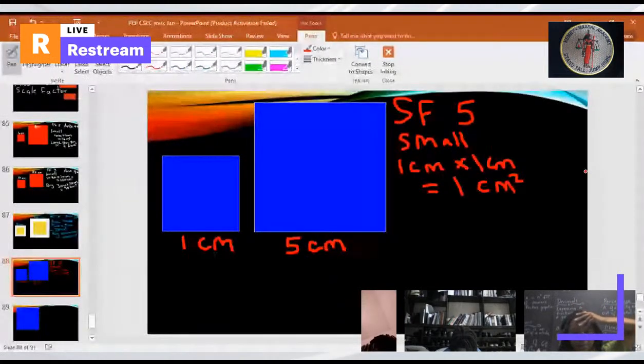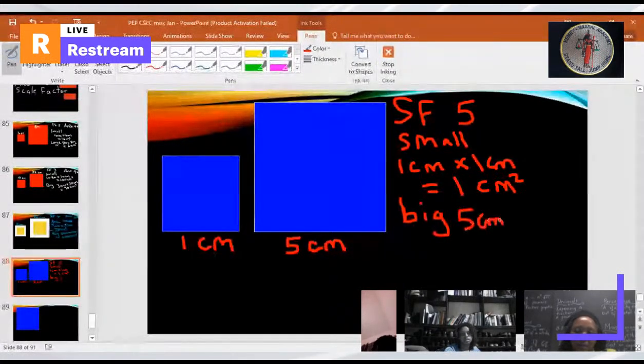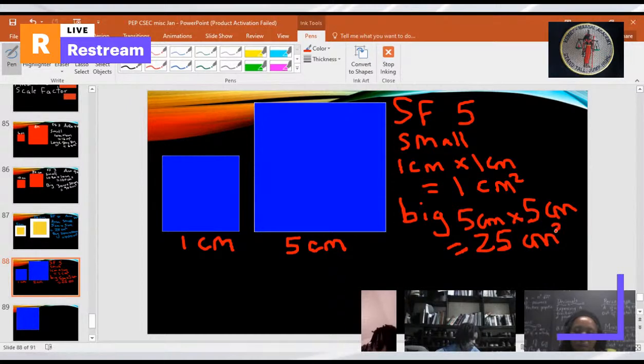And the big one, Miss, that would be 5 centimeters times 5 centimeters, which is 25, right? 25 centimeters squared. Yes, miss. How many times bigger is the big one than the small one? Miss, 25 times. Okay, so it's 25 times bigger.